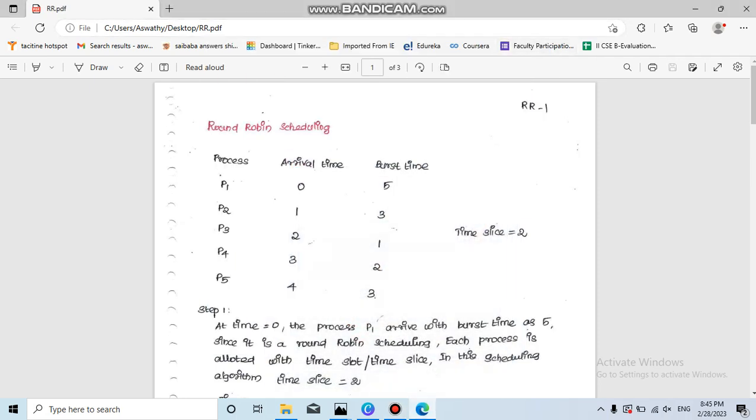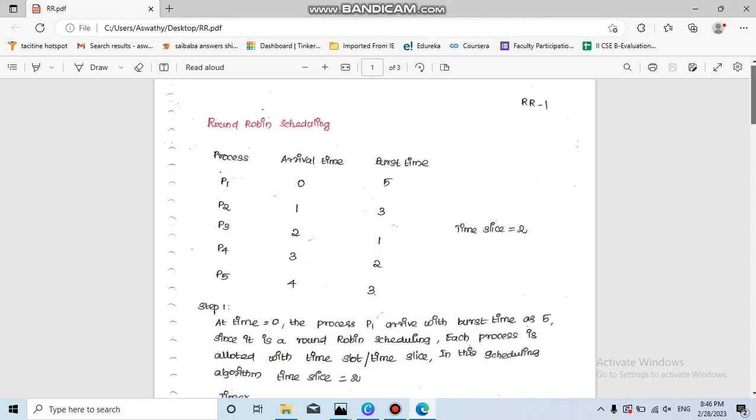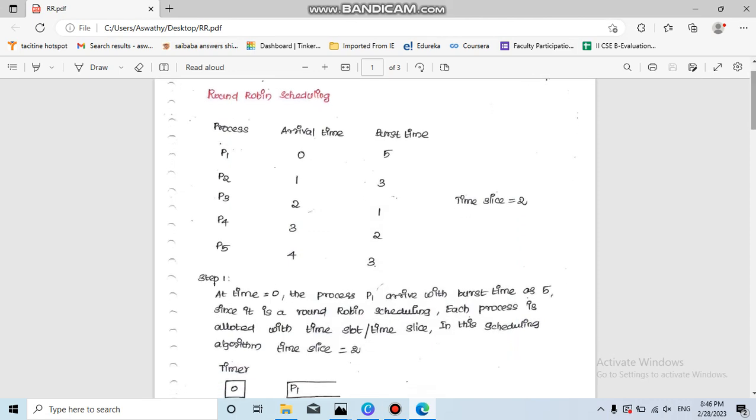In this lecture we are going to talk about round robin scheduling. In round robin scheduling, the process arrival time and process burst time are clearly defined. Here there are 5 processes. In round robin scheduling, each process is allotted a time slot, or time slice, or time quantum.